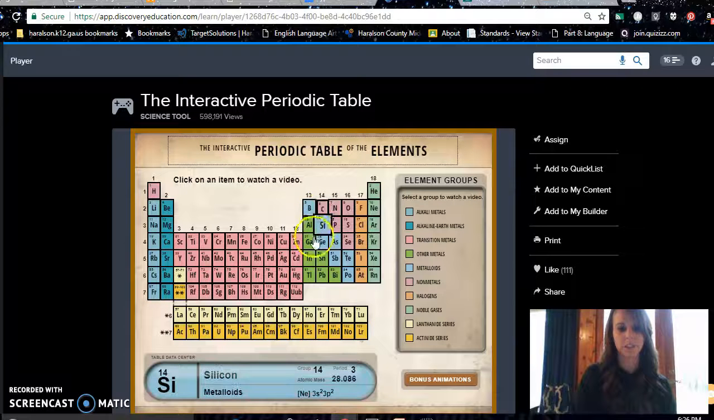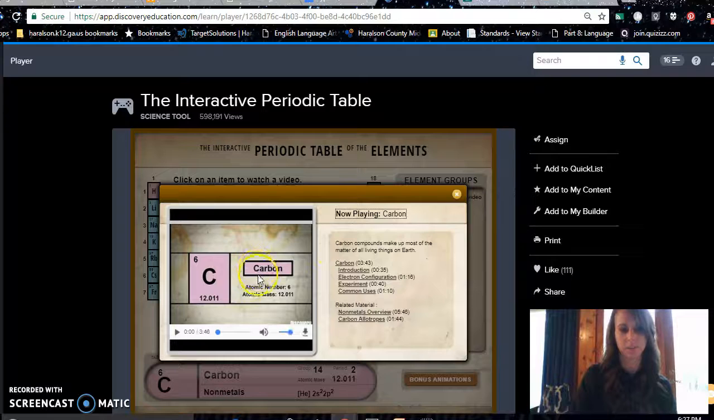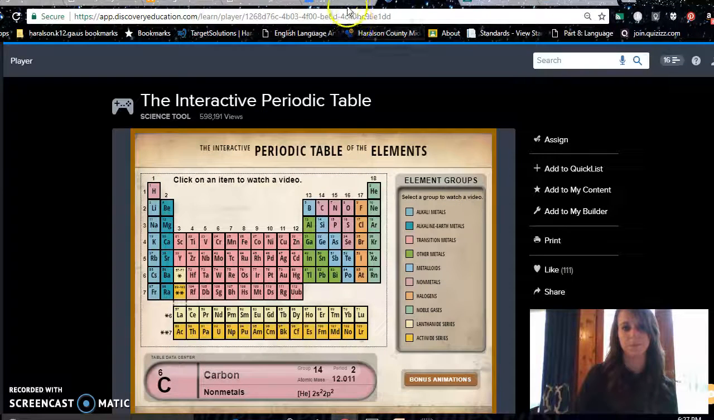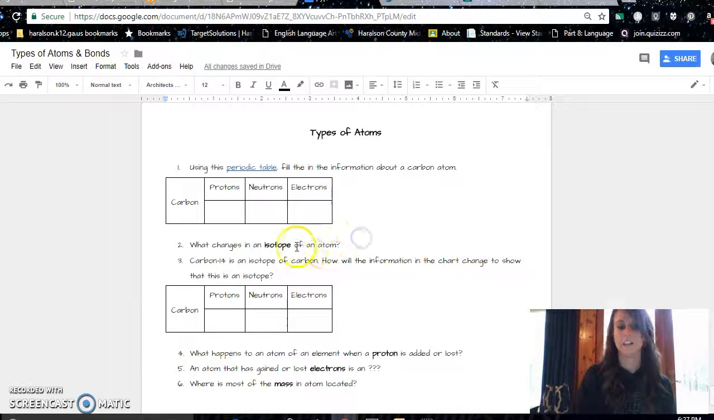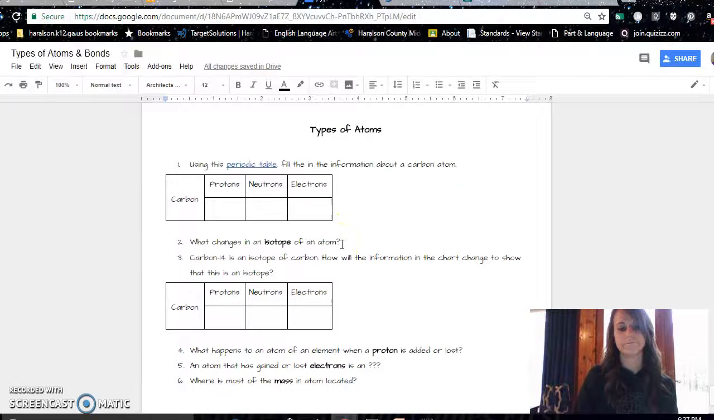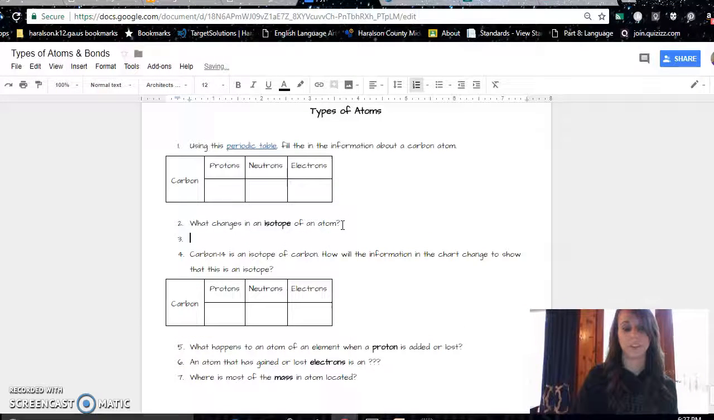And then if you look down right here, this tells you the atomic number, the atomic mass, and from that you should be able to determine how many protons, neutrons, and electrons that carbon has. So we'll go back to the worksheet. And you just go down through here and answer the questions. And all you have to do is hit enter and type your answer.